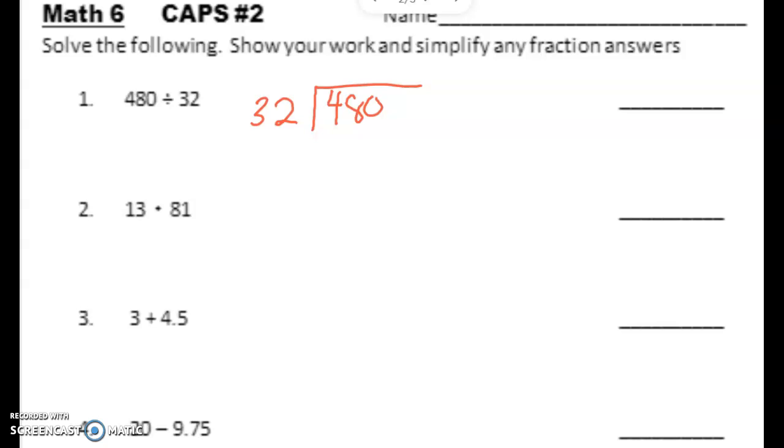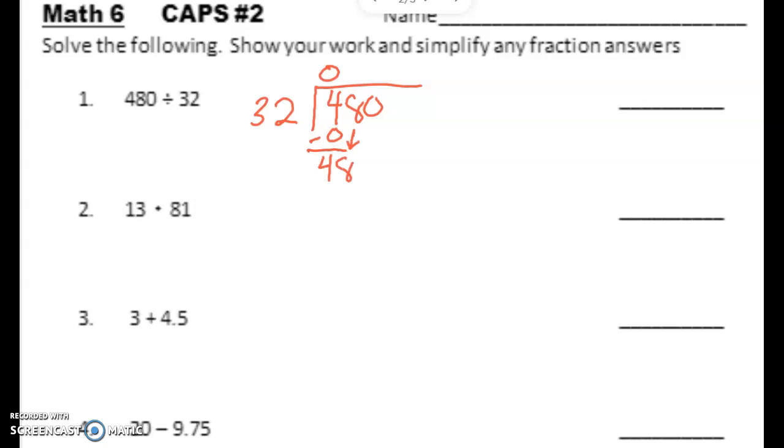I want to go 32 into 4. Does 32 go into 4? How many times will 32 go into 4? It doesn't. So it's a 0. And I'm going to subtract because 0 times 32 is 0. Right? Now I'm going to bring down my 8. So now I have 48.